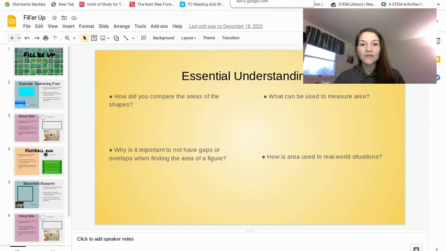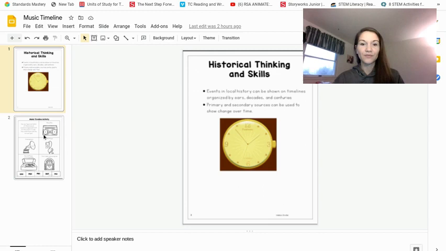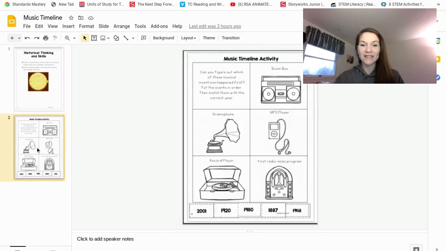In social studies, similar to what we've done the last couple of days, you are going to think about what date you think that these musical inventions happened in. So just think about what you know about how technology has developed over time, and use that to help you decide which one you think was invented first to which one was invented most recently.